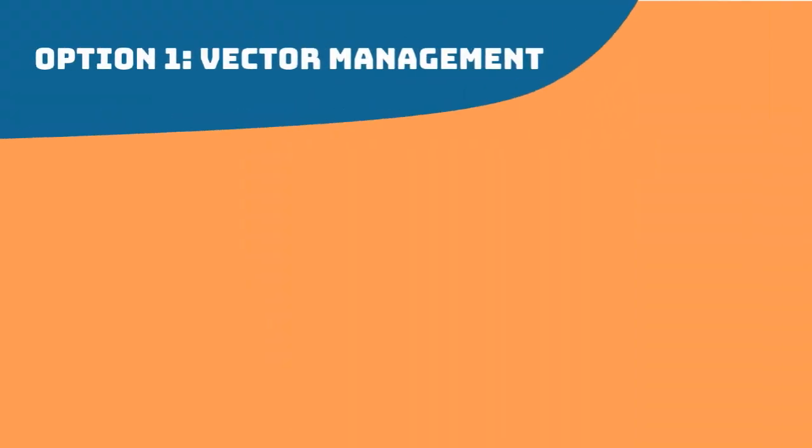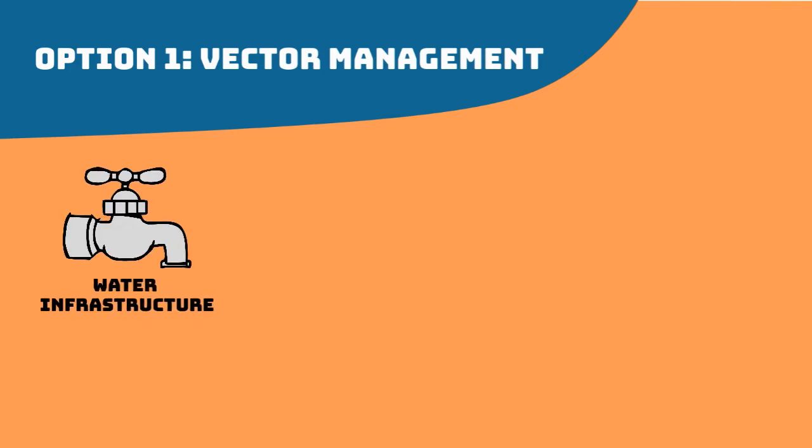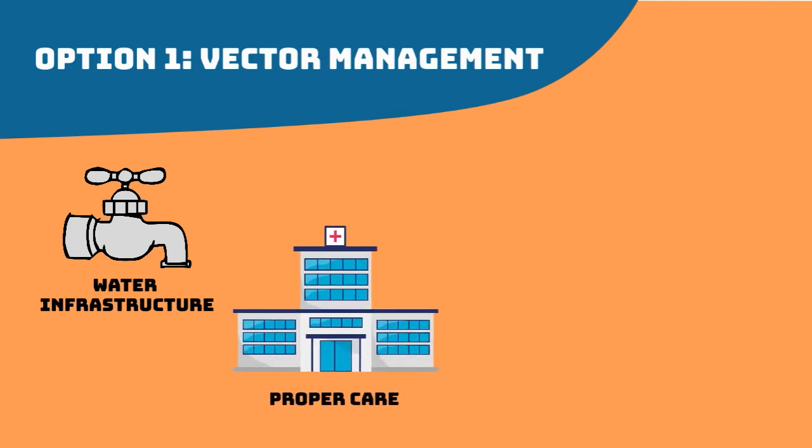The first option to addressing these increases in vector populations would be to address the result, the increase in vectors. And this might look like improving water infrastructure, which would limit the number of breeding grounds for these vectors. It might also look like increasing the number of care facilities in an area so that infections, when they occur, can be managed properly and treated thoroughly. It might also include vector control to directly reduce these populations.